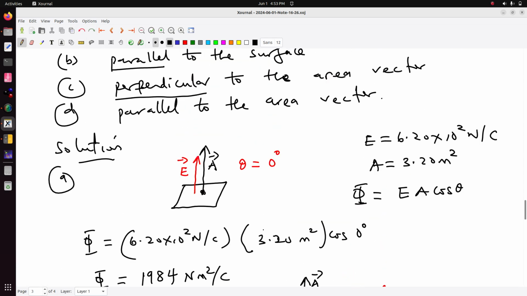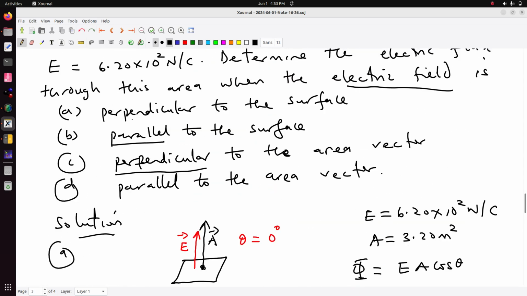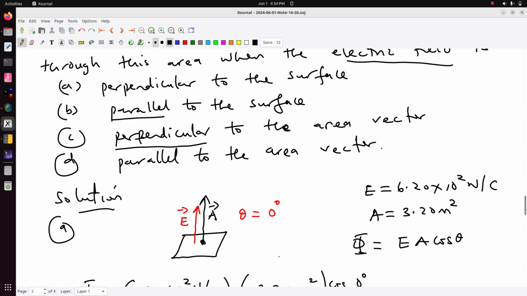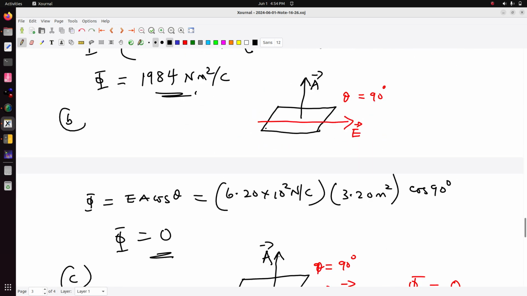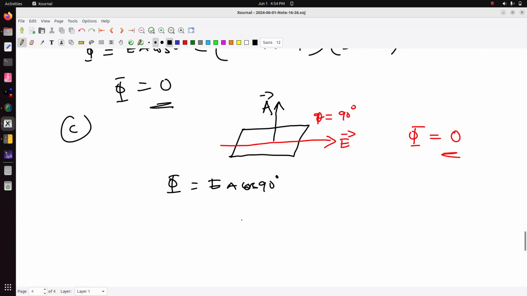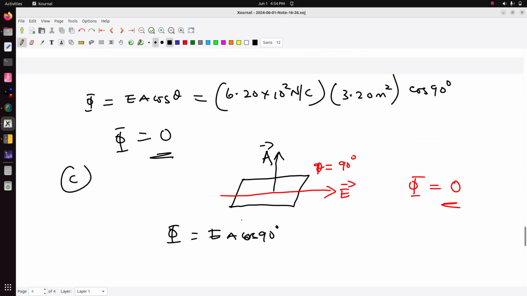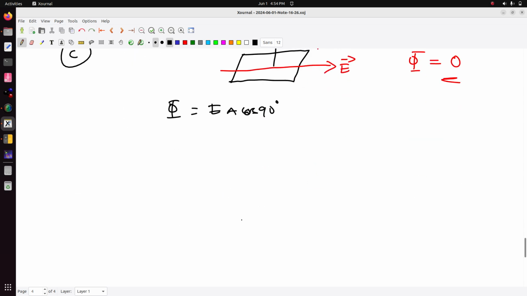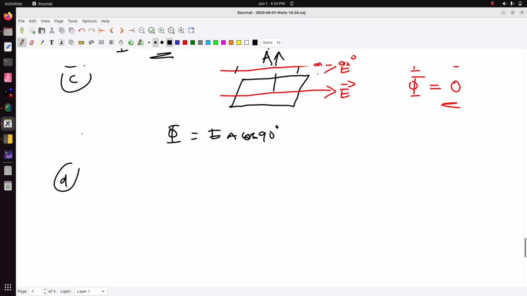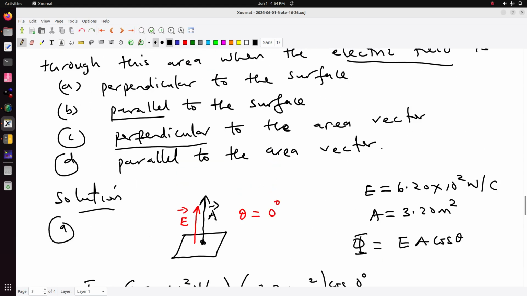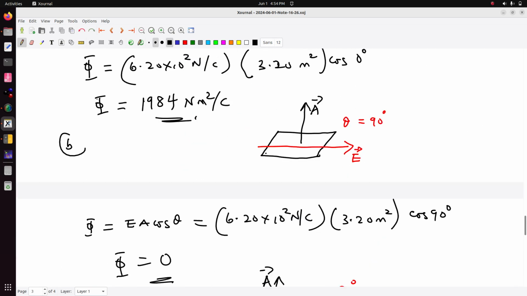But if you are told that the angle is at a certain angle to the surface, then it means you have to determine the original angle. But in this case, you are told that the angle is between the electric field and the area vector, not to the surface. Now the last one is that the electric field is parallel to the area vector.